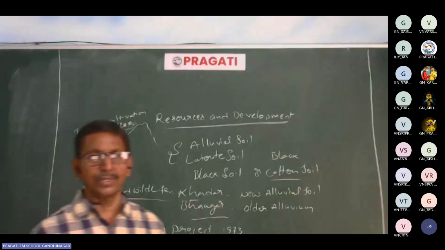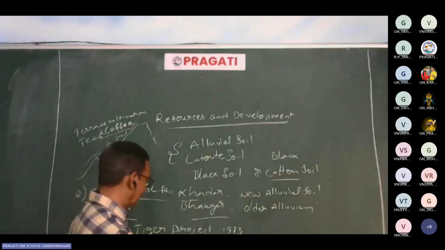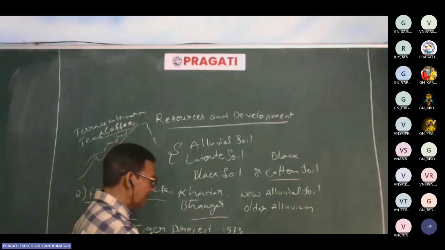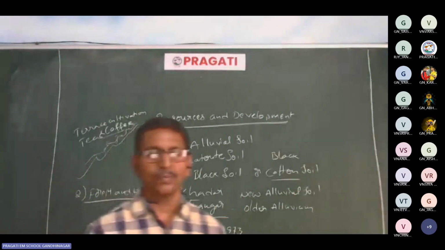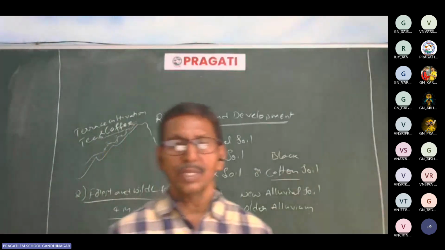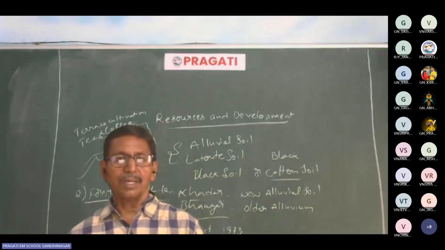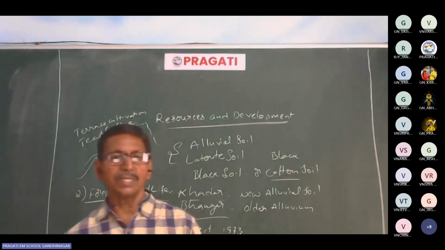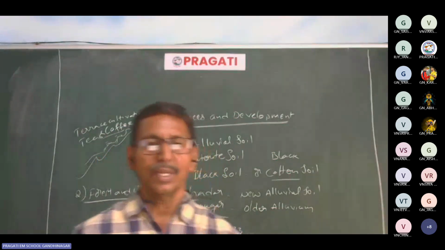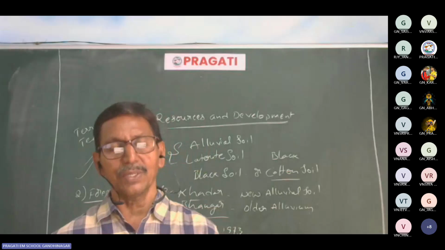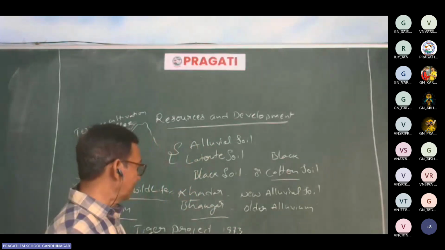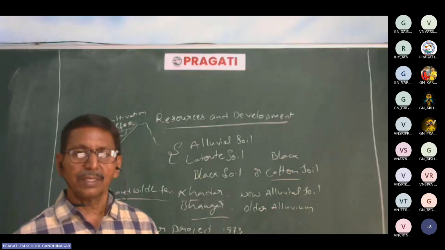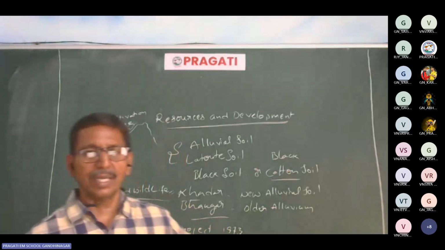You may get confused. Don't get confused. Project Tiger was organized in 1973. Its main aim is to protect the tiger population across the country because it has been dwindling gradually. The declining trend has been noticed. That is why many wildlife sanctuaries and tiger national parks are organized.